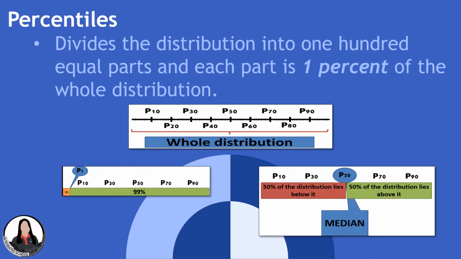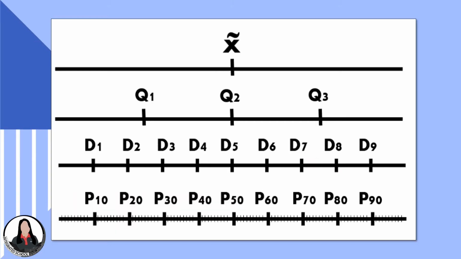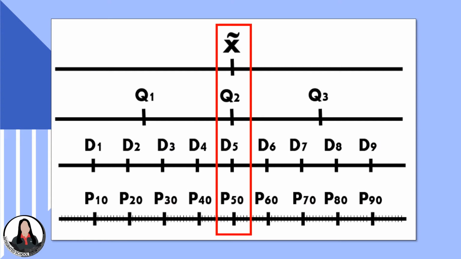Further, P sub 50, or the 50th percentile, divides the distribution into 2 equal parts. And since P sub 50 is in the middle position, just like the median, the value of the median and P sub 50 of a certain distribution is always the same. So if we compare the values of the quantiles, we can refer to this figure. We can conclude that Q sub 2, D sub 5, and P sub 50 are always equal to the value of our median. So sa isang set of data, kapag kinuha natin ang values ng Q sub 2, D sub 5, and P sub 50, we will always come up with the very same answer.